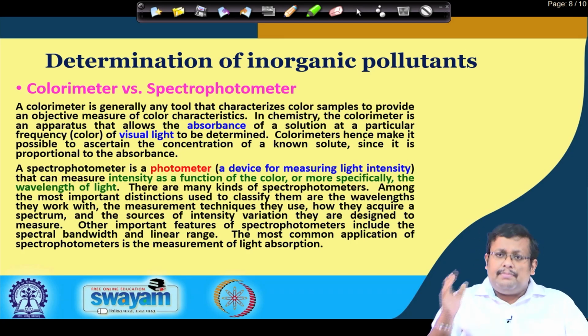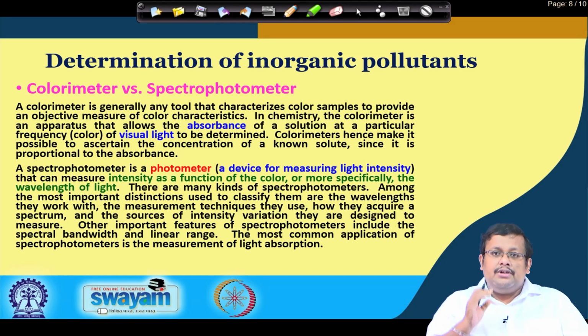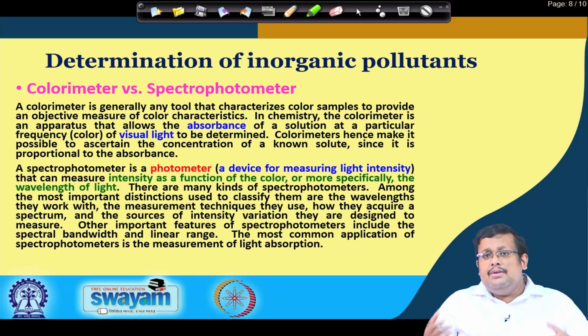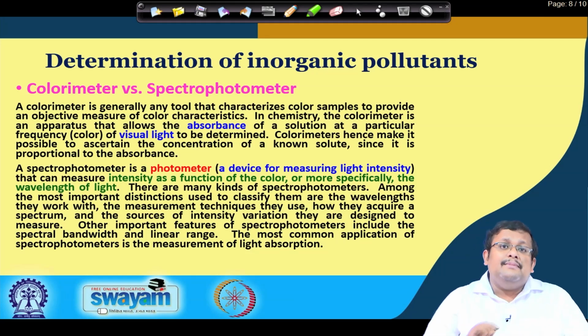called Beer's and Lambert's law. But before going to Beer's and Lambert's law, I want to discuss the difference between a colorimeter and a spectrophotometer. You will see that these two terms are used interchangeably by soil scientists while they discuss inorganic phosphorus measurement. However, there are some differences. What are the differences? A colorimeter is generally any tool that characterizes color samples. The name colorimeter comes from color. So, basically they characterize color samples to provide an objective measure of color characteristics.